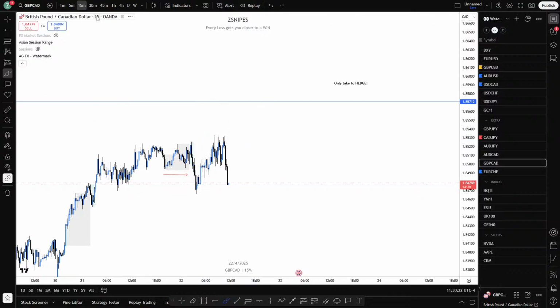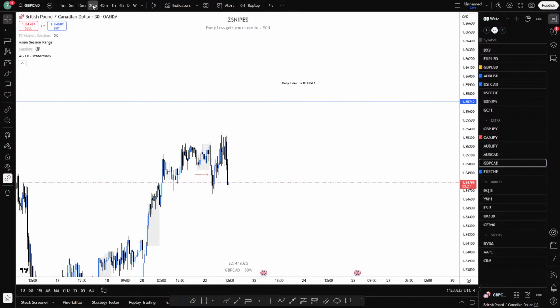So there's two rules that are just not followed, right? We have our first rule, which is the manipulation, but we don't have a clear body closure up here on the 15 minute, on the 30 minute. Minimum is a 30-minute body closure.